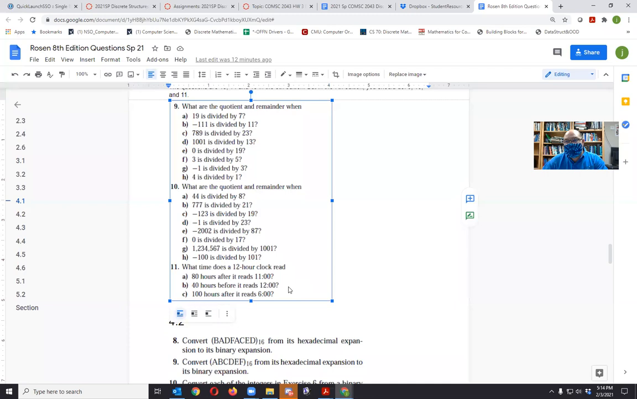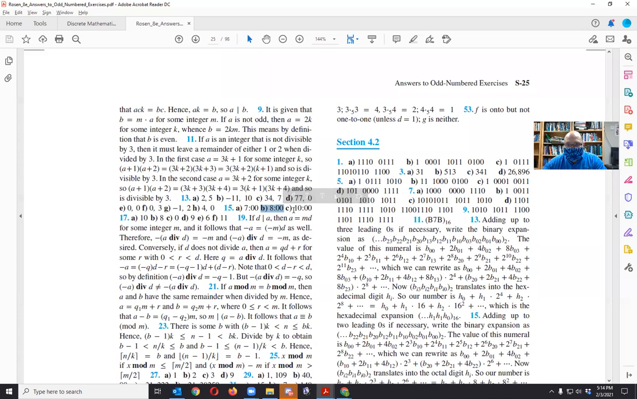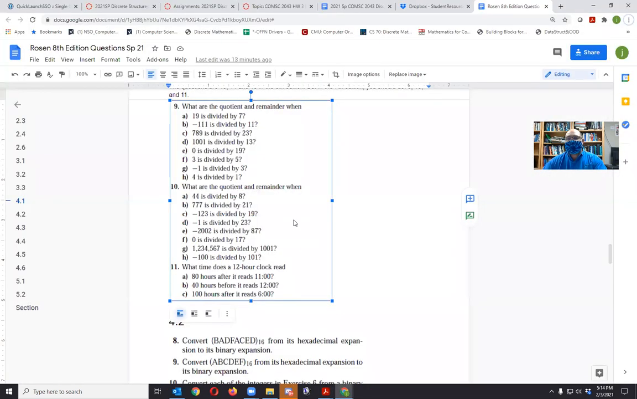And then part C, 100 hours after it reads 6. Well, I don't know what it is, but I know 96 divided by 12 is some whole number. And so that's basically 4 hours after it reads 6. So that's going to be 10 o'clock at night. And basically the idea is we don't care how many times it goes around. It's still going to point to either 12 or 1 or 11 or some number like that. So I think it should be 10. And yay, it is. Okay.